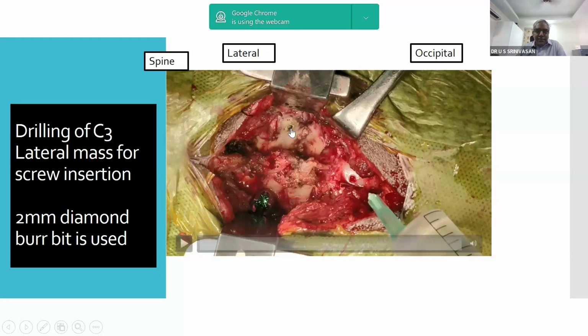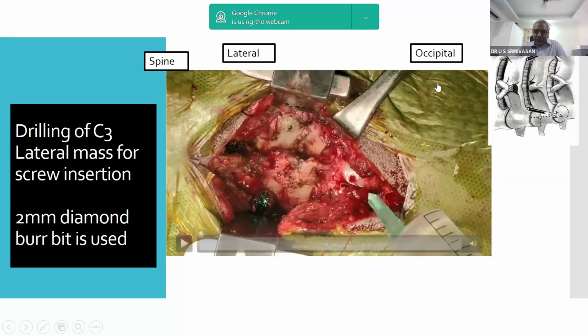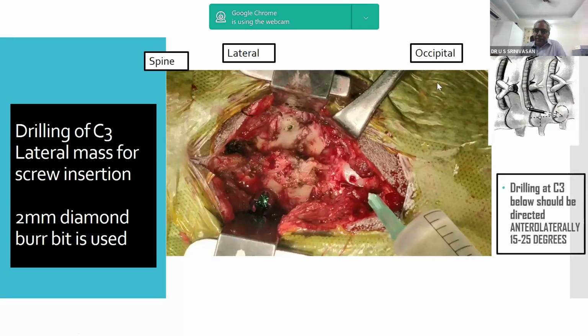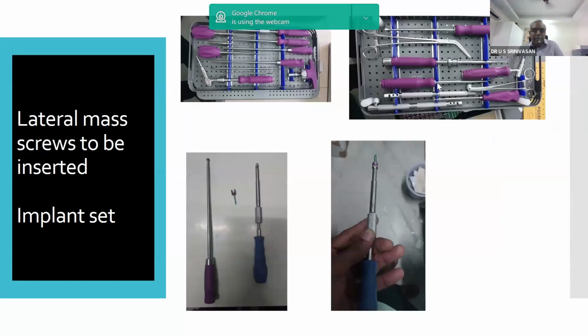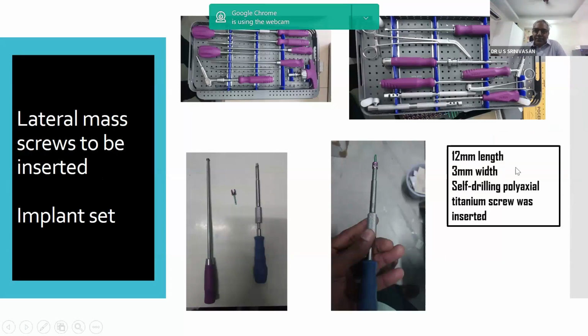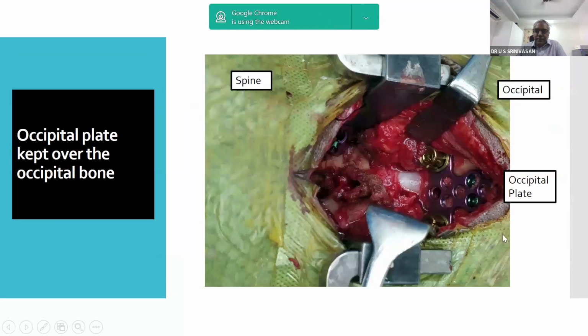This is what I learned. This is the direction, anterolaterally. Drilling at the C3 level should be anterolateral, as I told you. For the juniors, don't get overwhelmed by the set of instrumentation. Actually, you require only this. I used 12 millimeter length, 3 millimeter self-drilling polyaxial titanium screws.